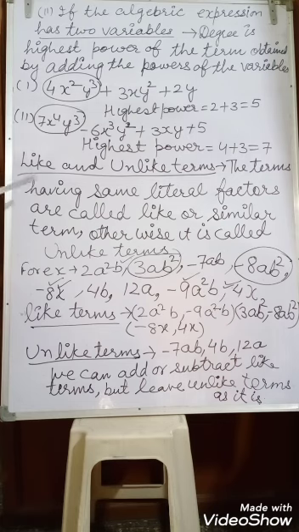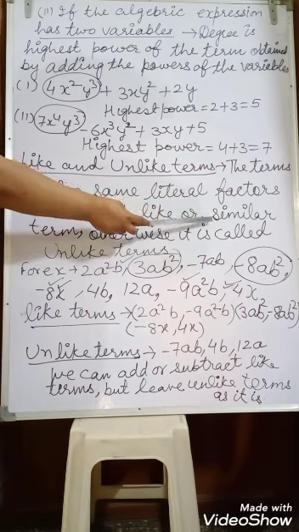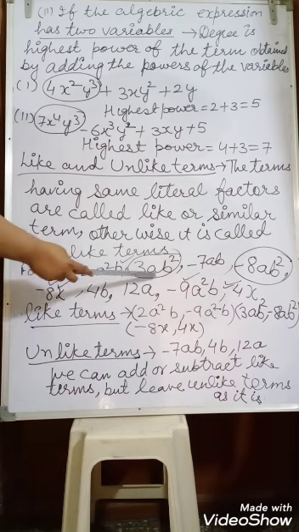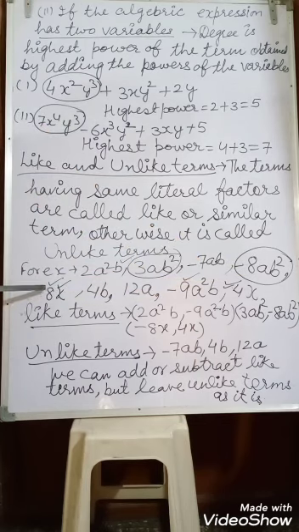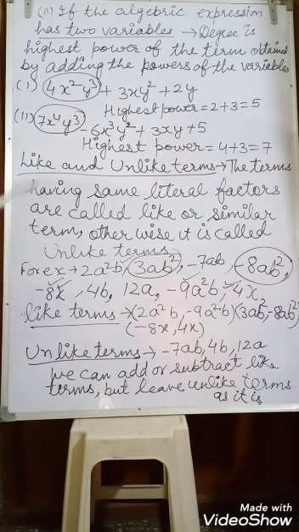Now the next one is like and unlike terms. Terms having the same literal factors are called like terms or similar terms, otherwise they are called unlike terms. Let us understand it through an example. I have written some of the monomials over here: 2a square b, 3ab square, minus 7ab, minus 8ab square, minus 8x, 4b, 12a, minus 9a square b and 4x. Let us find out the like terms or the matching pairs.